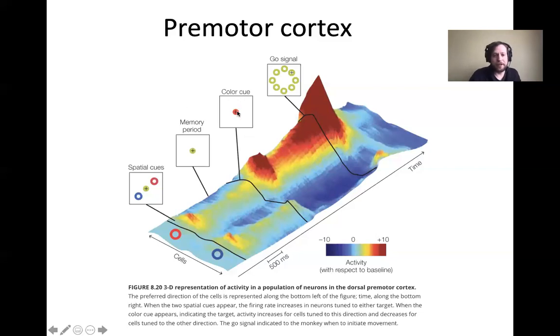But then as soon as you're given the color cue, which tells you exactly where the target's going to occur, you notice how the response on this neuron, which responds to the lower left-hand part of space, that is the blue cue, the activity drops drastically there while the activity increases here. So once again, this is just another region of the brain that appears to represent in particular spatial locations of things so that you can interact with those things once they actually appear.